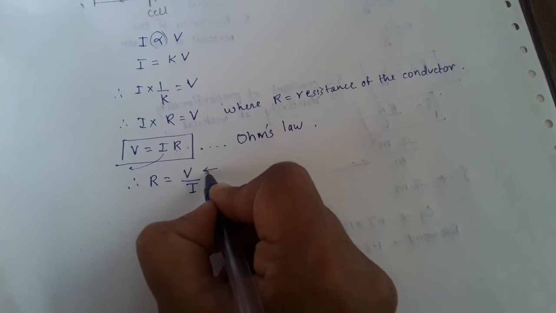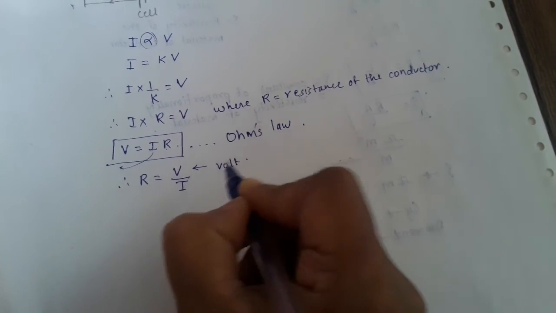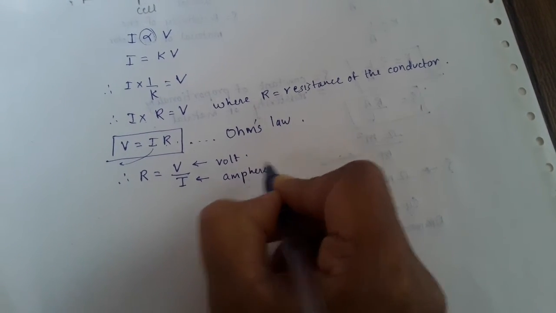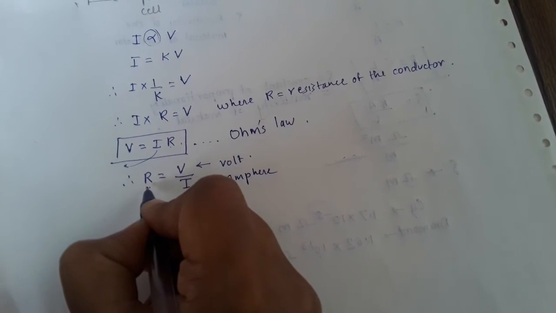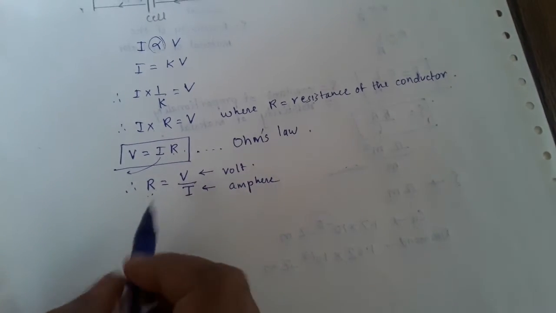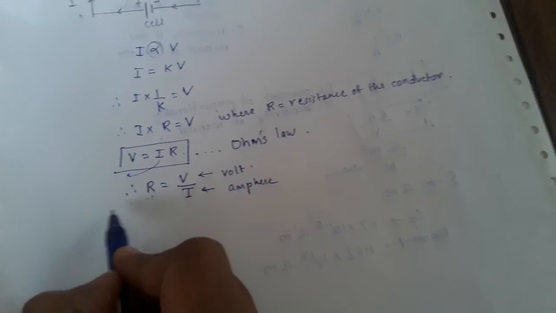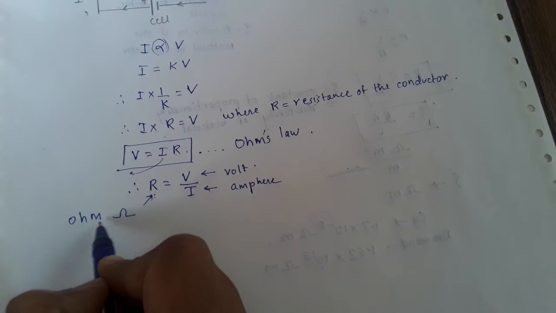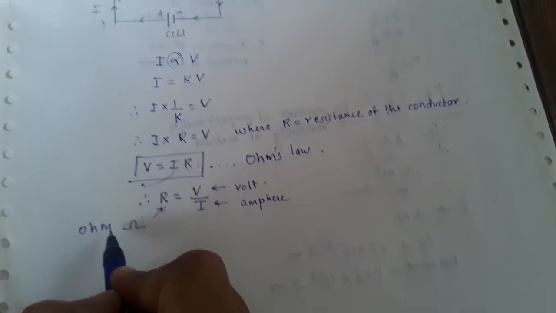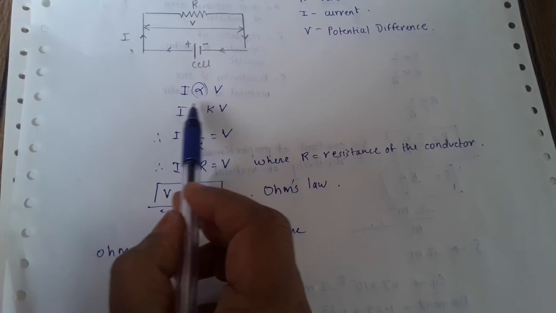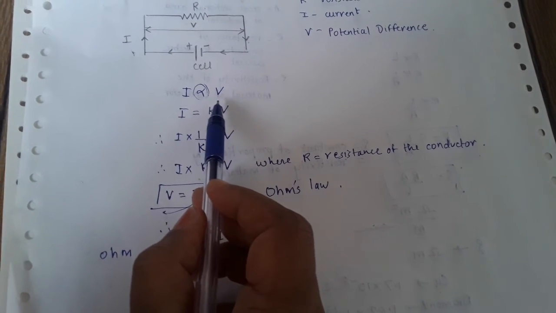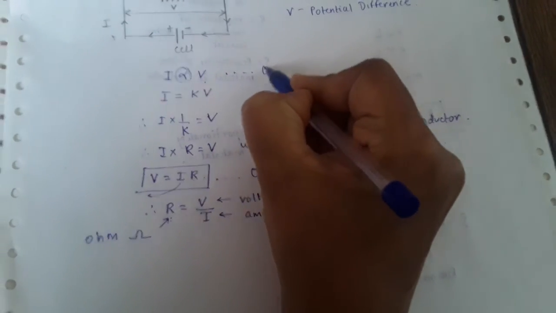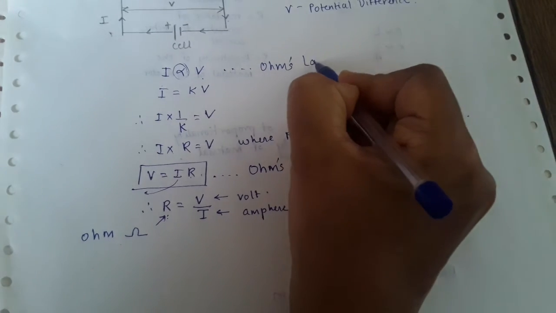How do you measure V? V is measured in volts. I is measured in ampere. And how about R, resistance? What is the SI unit of R? The SI unit of R is ohm, named after the scientist who developed or discovered this relation between I and V. This is according to Ohm's law.